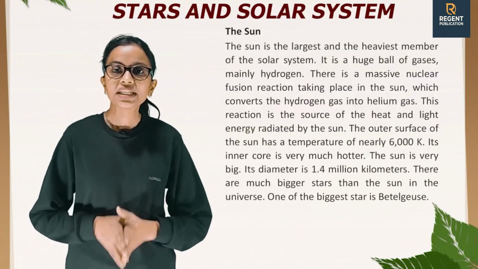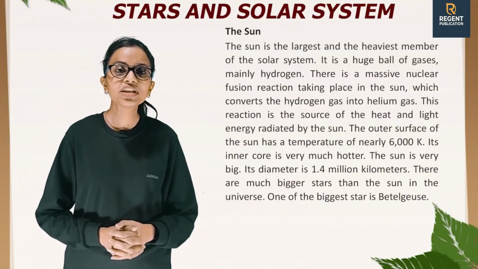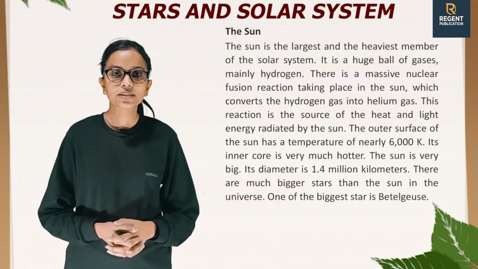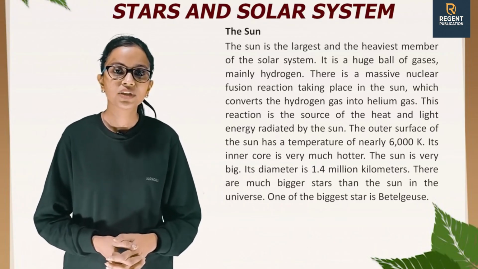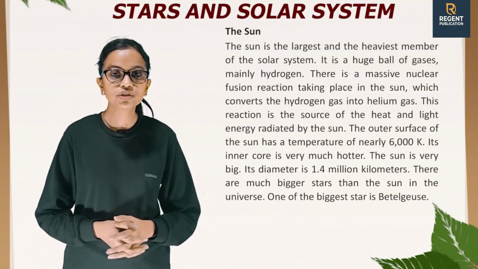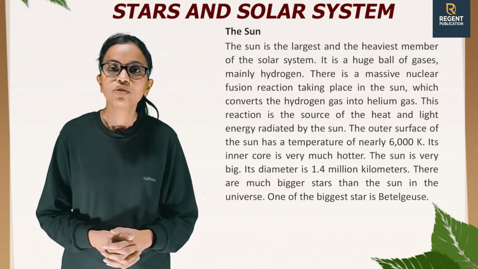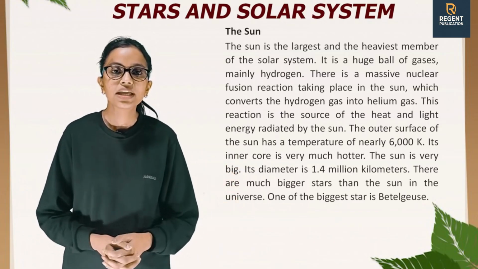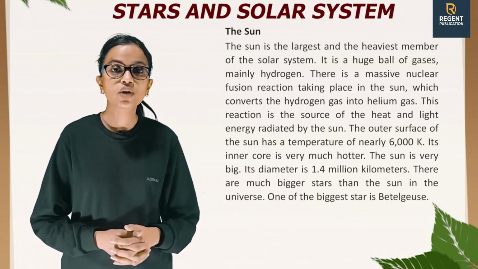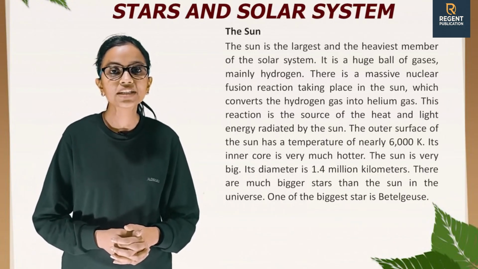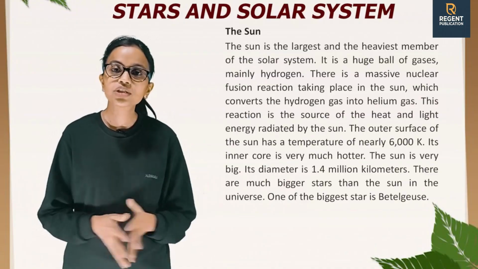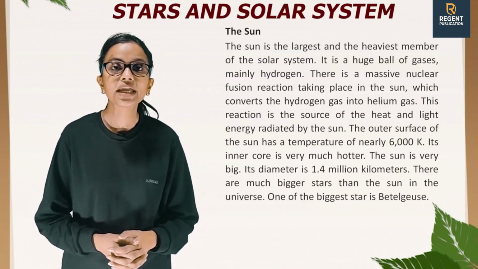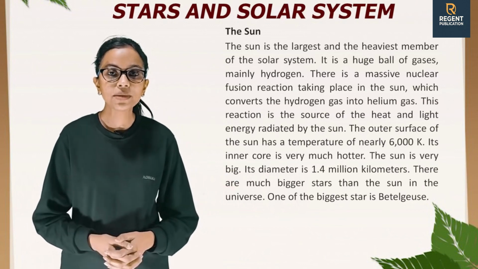The sun. The sun is the largest and the heaviest member of the solar system. It is a huge ball of gases, mainly hydrogen. There is a massive nuclear fusion reaction taking place in the Sun which converts the hydrogen gas into helium gas. This reaction is the source of the heat and light energy radiated by the Sun. The outer surface of the Sun has a temperature of nearly 6000 K. Its inner core is very much hotter.